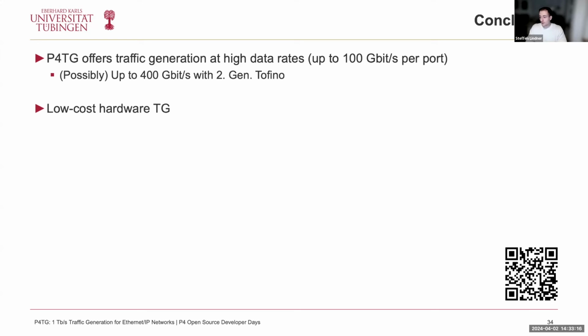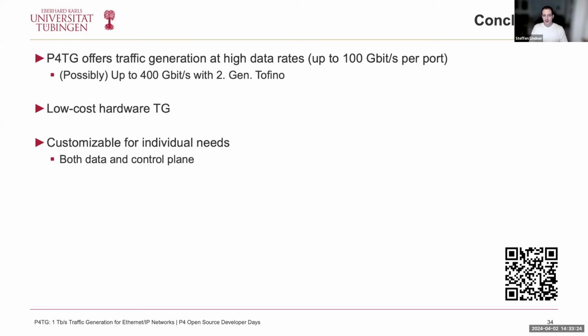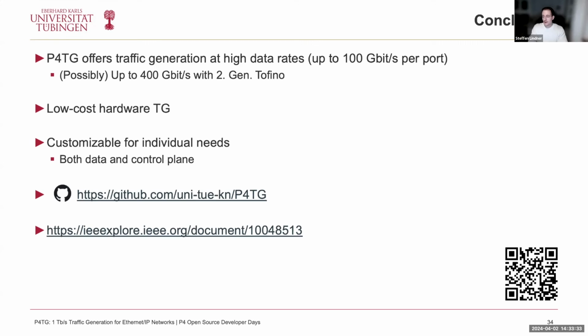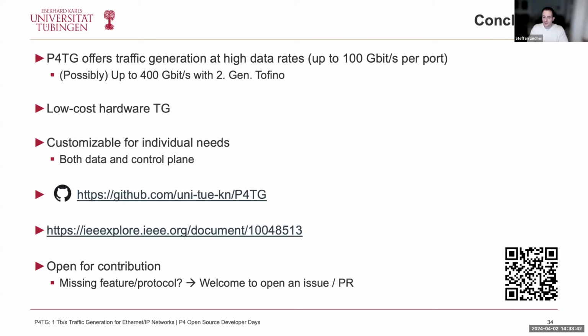In general, it's a very low-cost hardware-based traffic generator compared to commercial solutions, and at least for our use cases, the functionality is sufficient. It is customizable for individual needs. Both the data plane and the control plane are open source on GitHub. You're free to adapt it to your needs. We also published a paper about it in IEEE Access, and of course, we are open for contribution. So if there is a missing feature or protocol that you would need for an evaluation, you're more than welcome to open an issue or a pull request. We're happy to work together with others so that we can get features into P4TG that are useful for others.